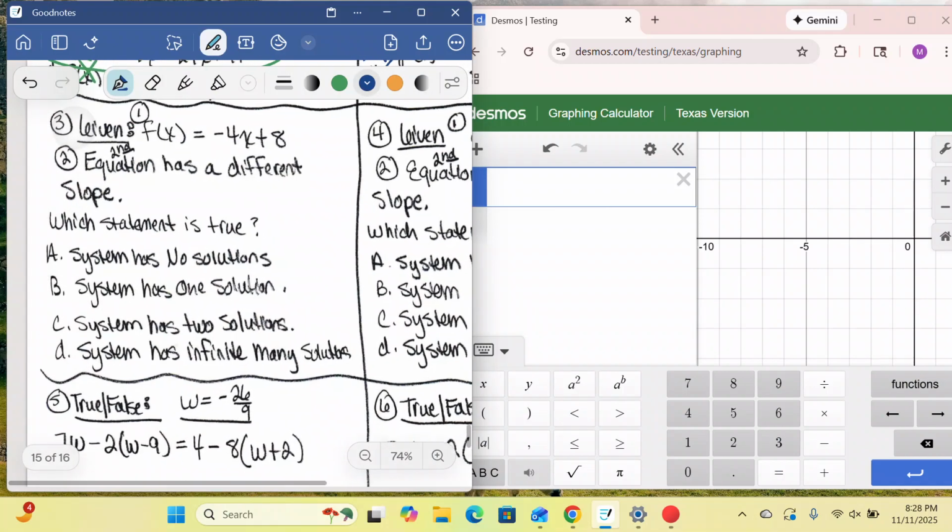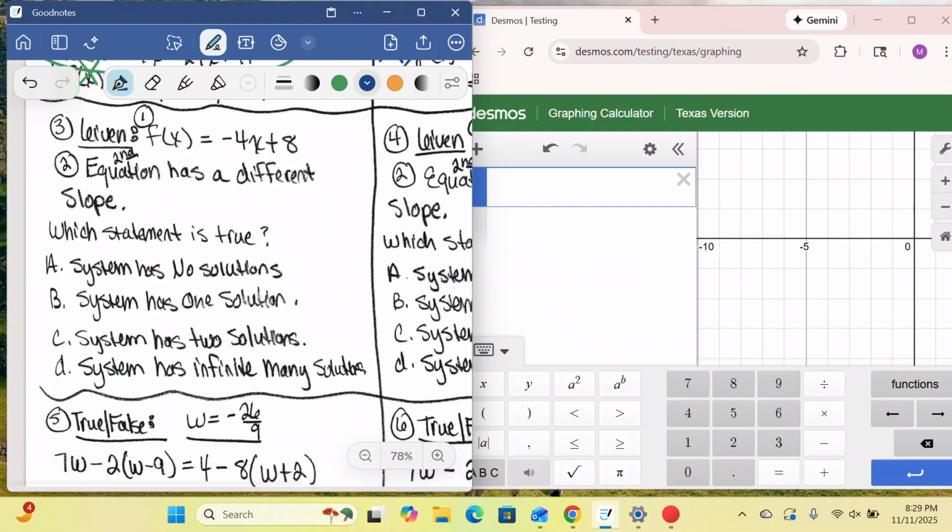So now I'm going to give you number 3. If we're given an equation, f of x is equal to negative 4x plus 8. The second equation, this is going to be a system. Second equation has a different slope. So we already have this in y equals mx plus b. If you see the slope is negative 4.